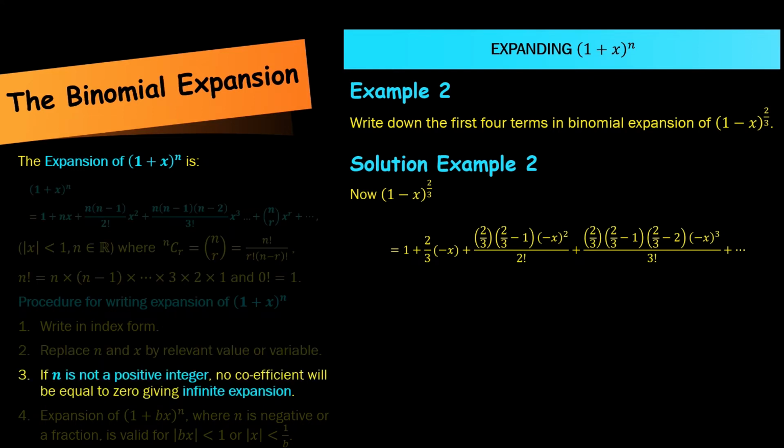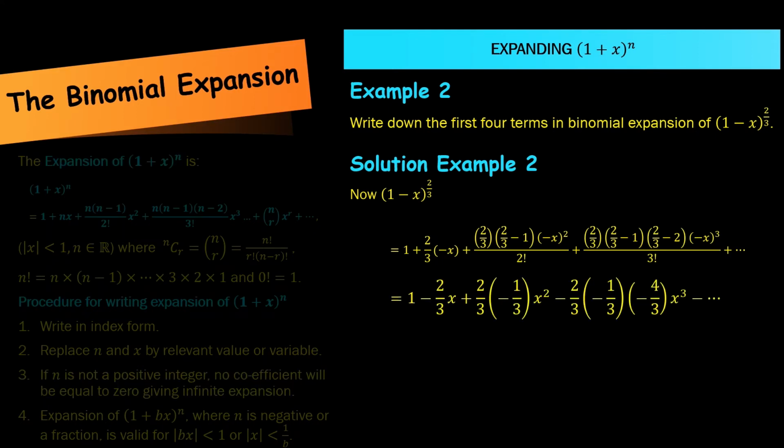Also remember that if n is not a positive integer, then no coefficient will be equal to 0. So therefore we're going to have an infinite expansion. Clearly, 2/3 is not a positive integer. It's positive, but it's a fraction. And therefore we have an infinite expansion denoted by the plus ... at the end of the series. So now let's tidy up our series.